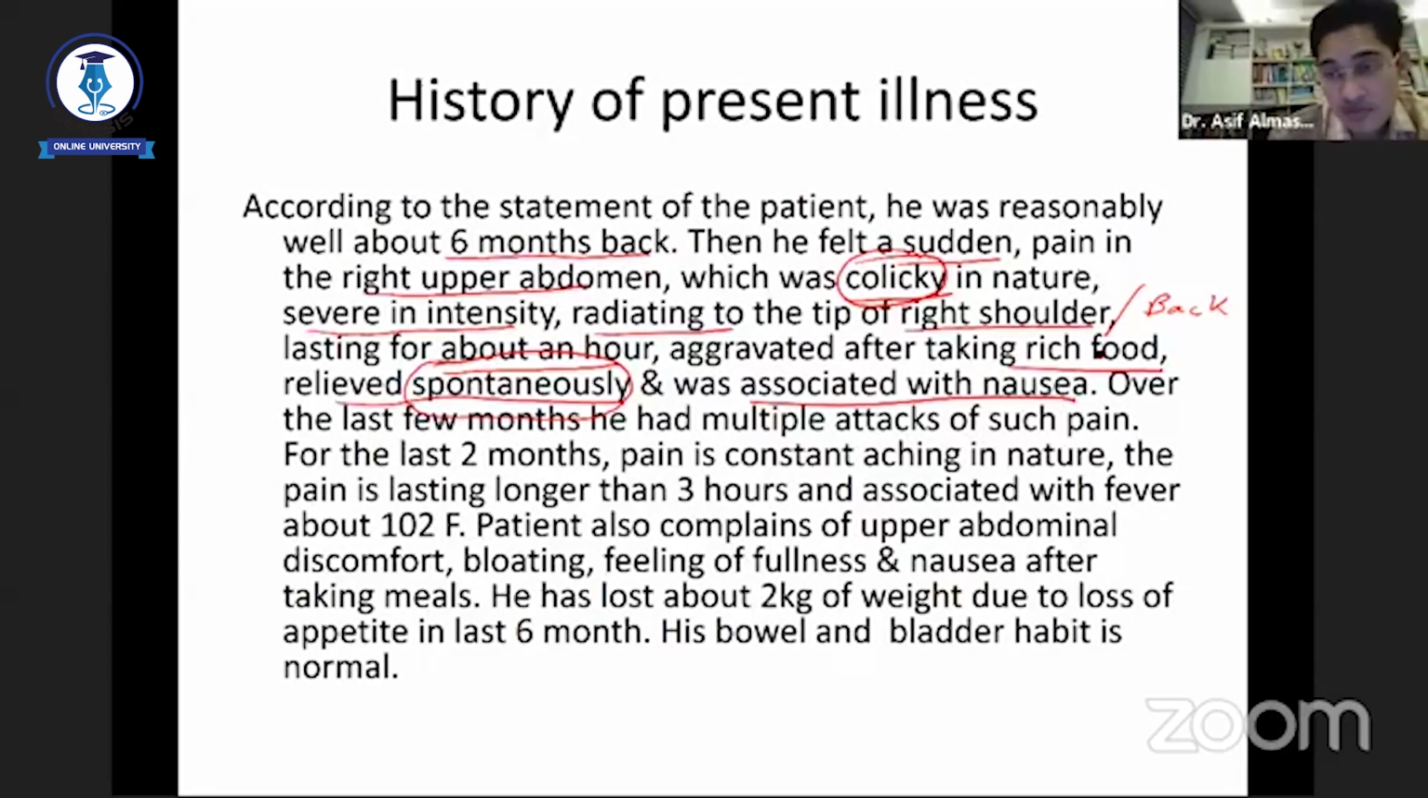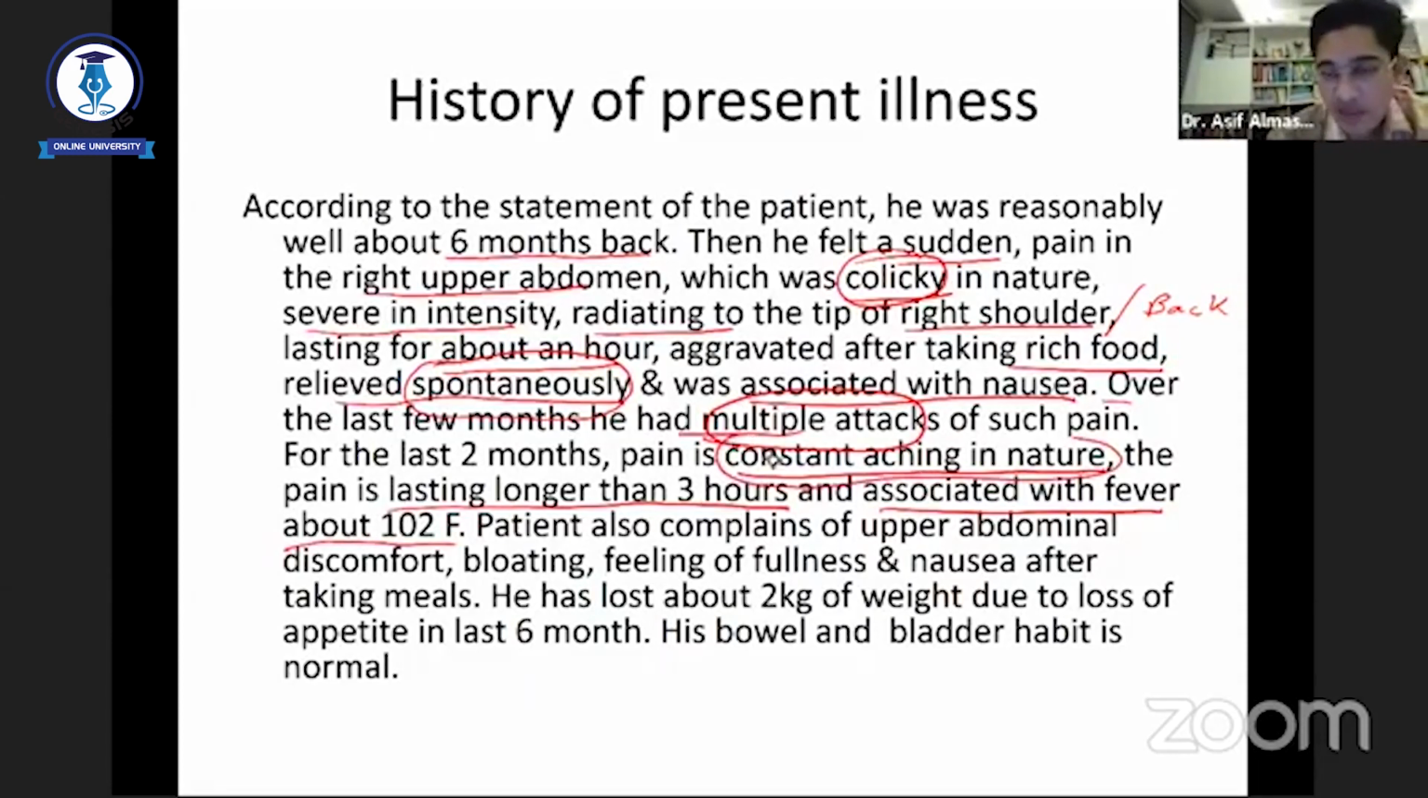Let's see how the disease progressed. Over the last few months, they had multiple attacks of such pain. So there are recurrent, multiple episodes of such pain. For the last 2 months, the pain is constant, aching in nature, lasting longer than 3 hours and associated with fever. Now, what is happening is the colicky pain has converted into a constant aching pain.